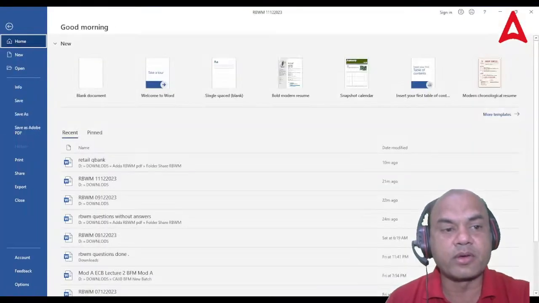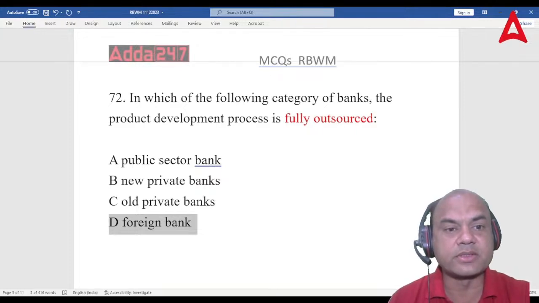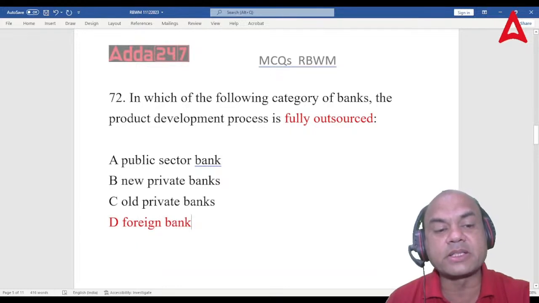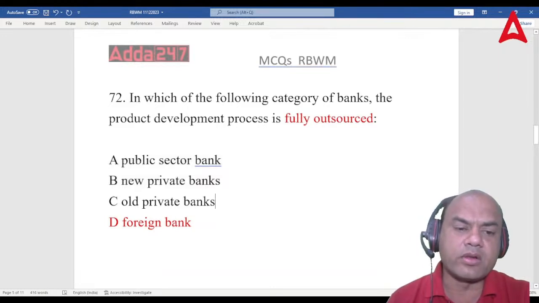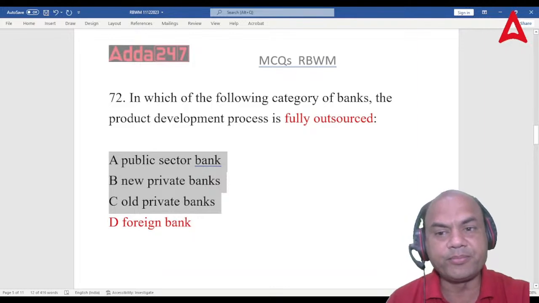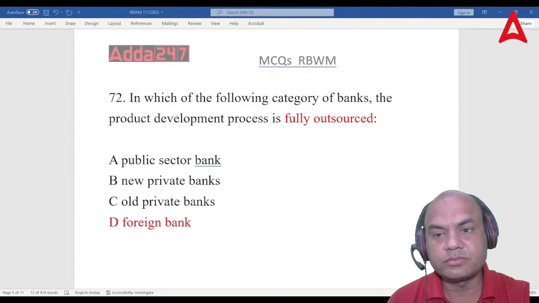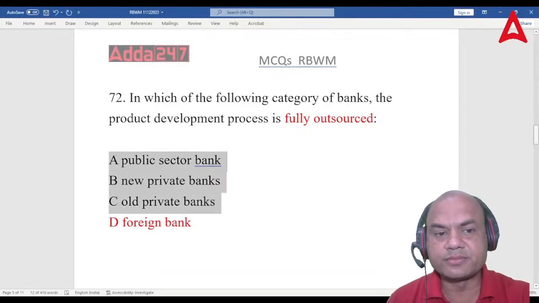Always, okay. Here they do full outsourcing. Remember this. So foreign banks. In new private sector banks and public sector banks, partial. Here, in fact, all of them now are partial outsourcing completely. All are doing partial outsourcing now. Got it? Okay with this? Move on. Let's move on to the next one.